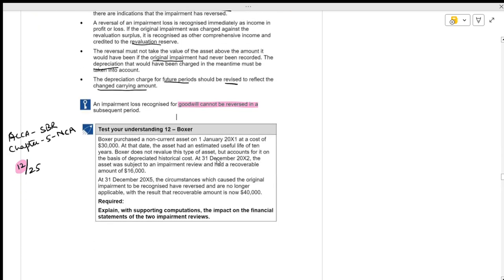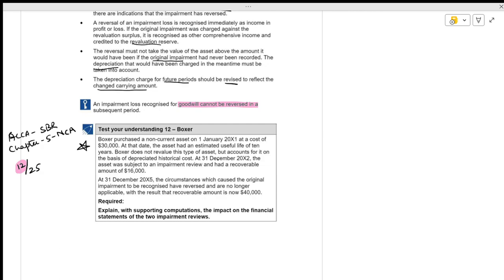Now, what they have said is, Boxer purchased a non-current asset. This is very, very important. Be very clear about the test. Once the concepts are clear, you can solve the questions on your own.